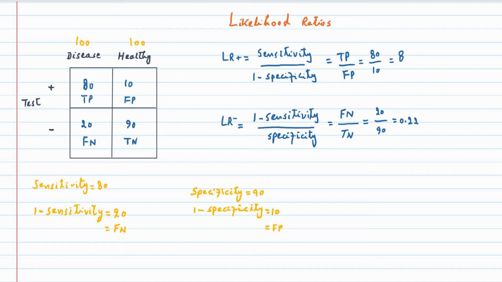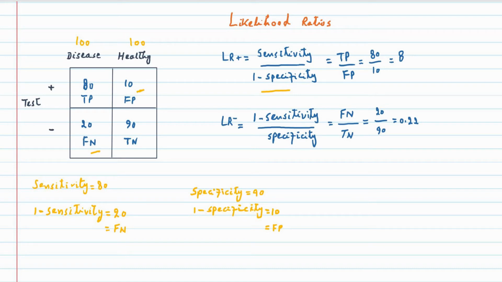The formula for likelihood ratios is usually mentioned with sensitivity and specificity of the test. We can see in this case the sensitivity of the test is 80%. So 1 minus sensitivity will be 100 minus 80, and that will be equal to the false negative result rate. Similarly, the specificity of the test is 90%, and 1 minus specificity will be equal to 100 minus 90, and that will be equal to the false positive results.